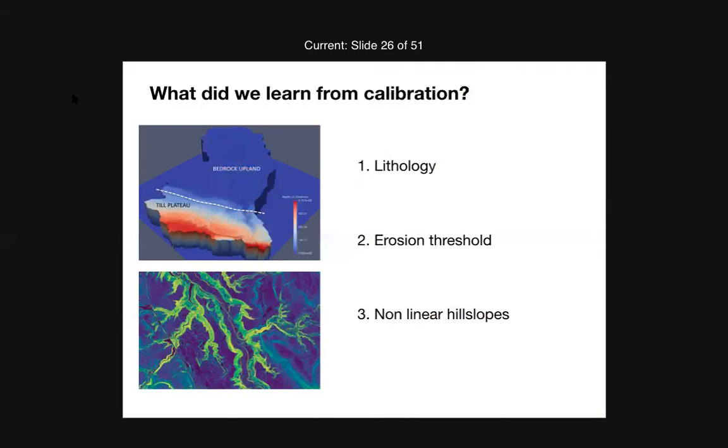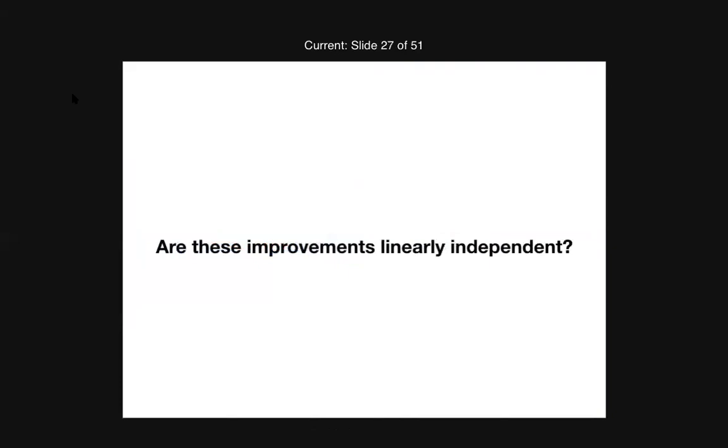So what did we learn from this calibration? That correctly capturing this landscape requires differentiating between lithologies, using an erosion threshold, and including the nonlinear hillslopes. But before moving on to the next piece, I want to ask the question: are these improvements that we've made in adding elements of complexity linearly independent? That is to say, is adding the erosion threshold and nonlinear hillslope element the same as the sum of the effect of adding each of these independently?